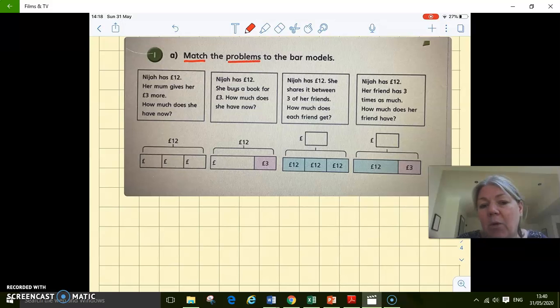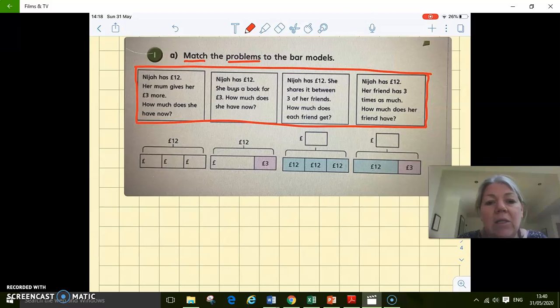So we're going to match the problems to the bar model. So here are the problems. There are 4 problems, 1 in each box. And we're going to match those, like I said, to the bar models. Now, the bar models are at the bottom. We've seen bar models before. They will be familiar to you. Okay, so we've got to think about which of those problems matches a bar model.